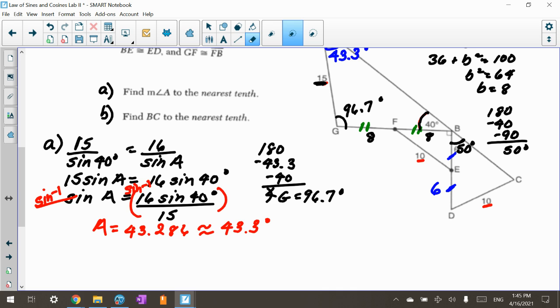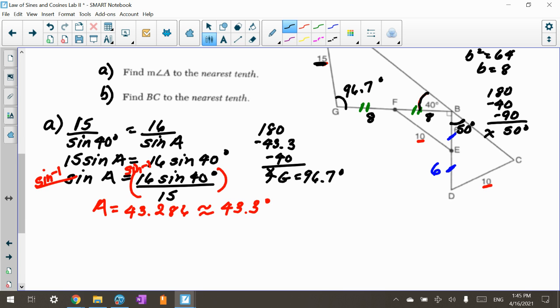Now it wants me to find BC. So I'm going to call BC x right here. BC is right here. See how it's over here on the side? So I've got to get over there and see what I know in that triangle. Oh, wait a minute. I have a 10 here. I can figure out BC if I only knew what angle D was.